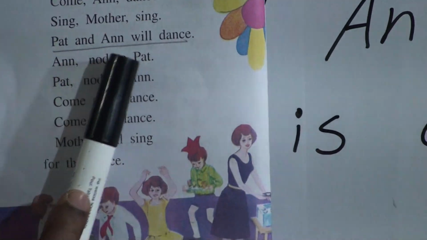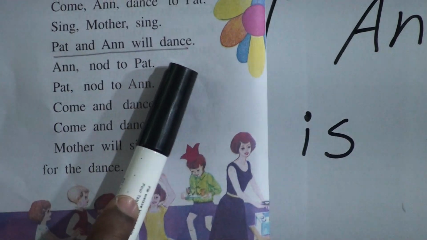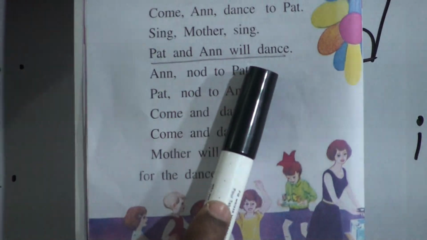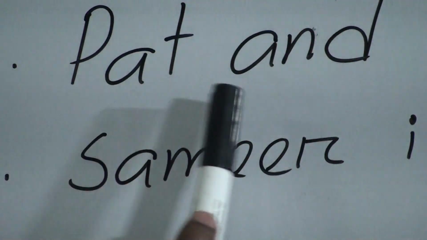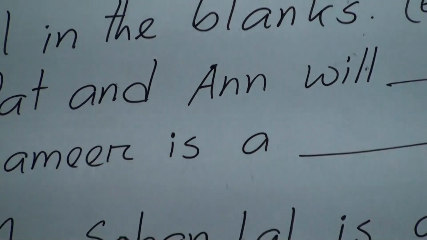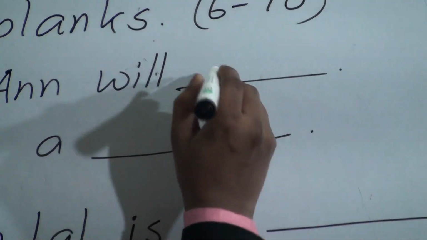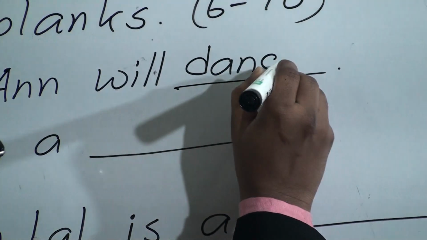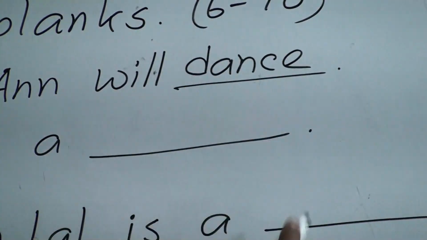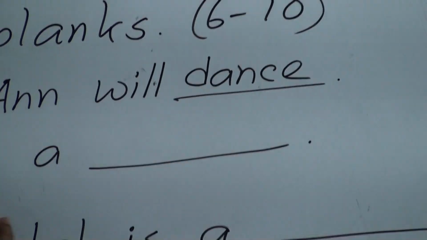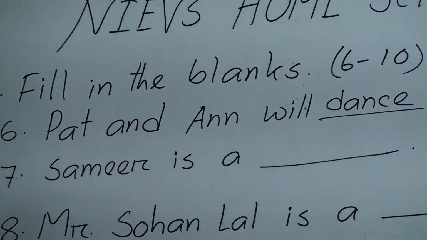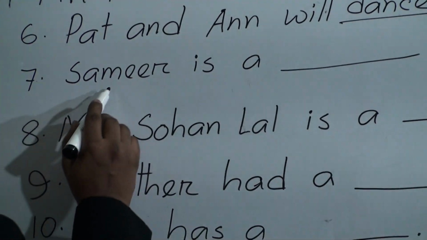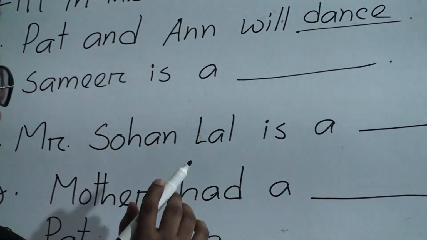So Pat and Ann will dance. Which word is missing? The word dance is missing in this sentence. So you have to write dance. So our answer will be dance. The spelling of dance is D-A-N-C-E. Dance. So Pat and Ann will dance.